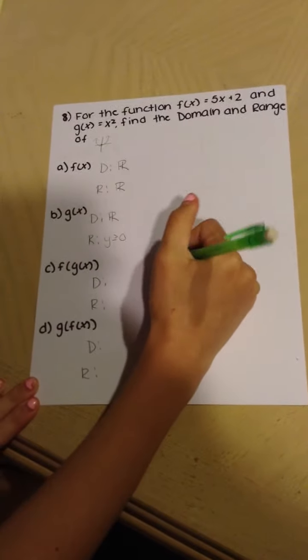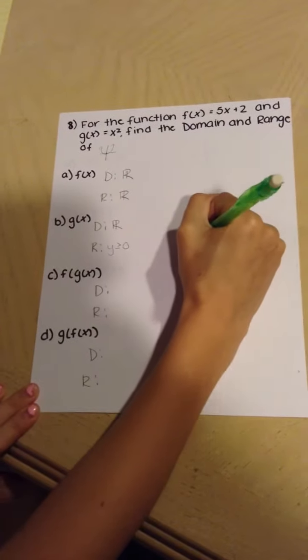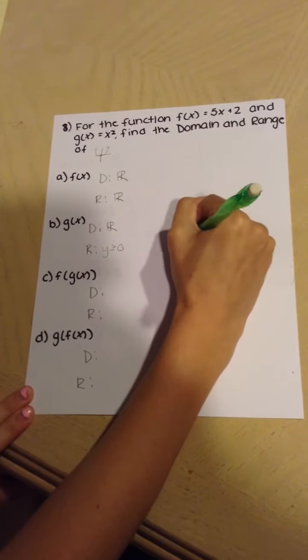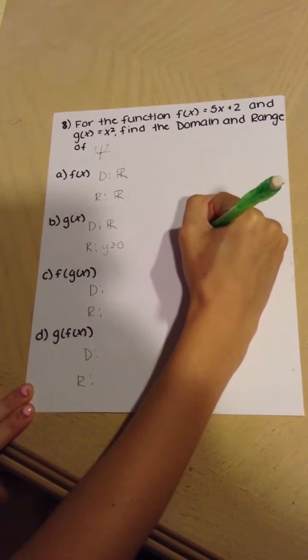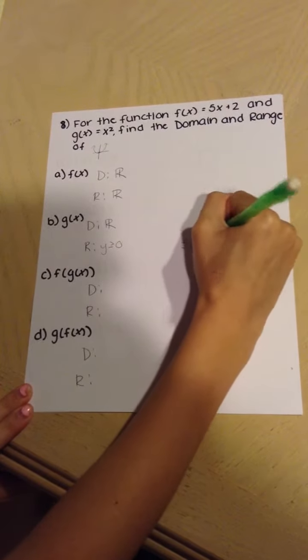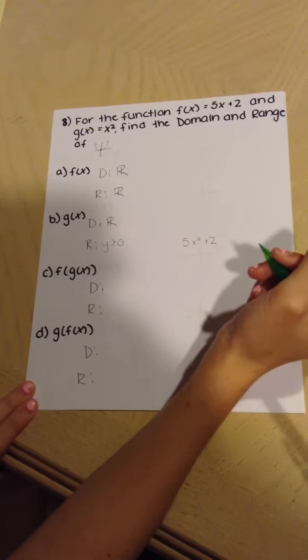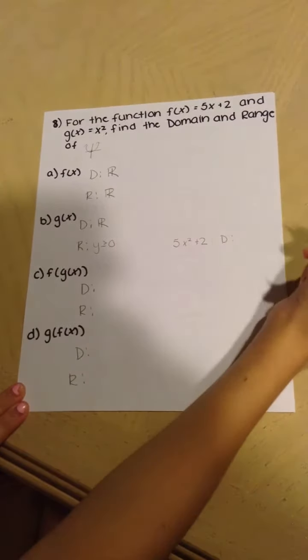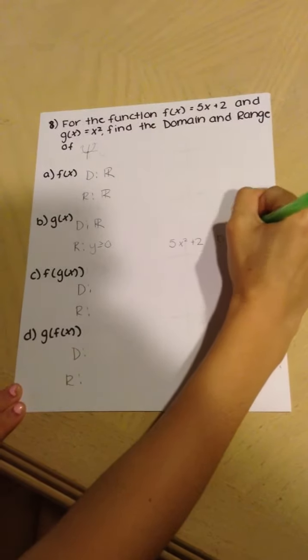So now for f of g of x, you're going to plug in g into f. So you're going to get 5x squared plus 2. And now the domain for that's going to be a parabola, so it's going to be all reals.